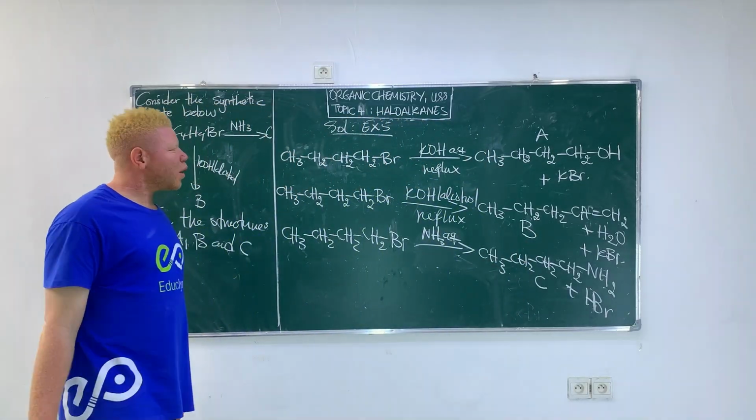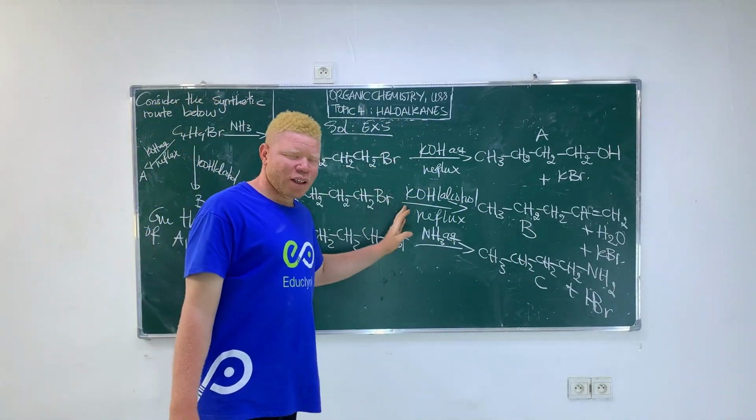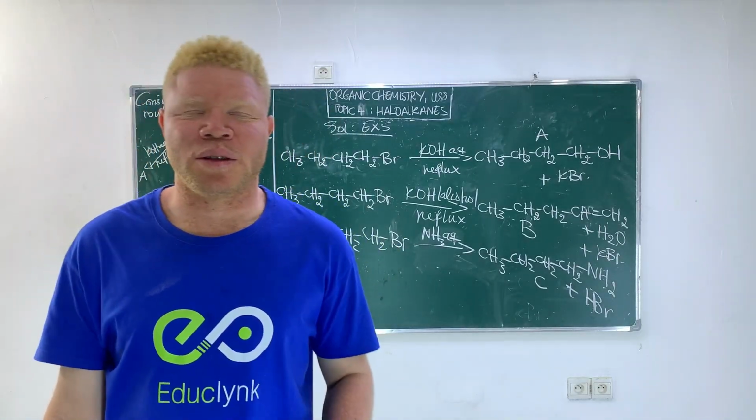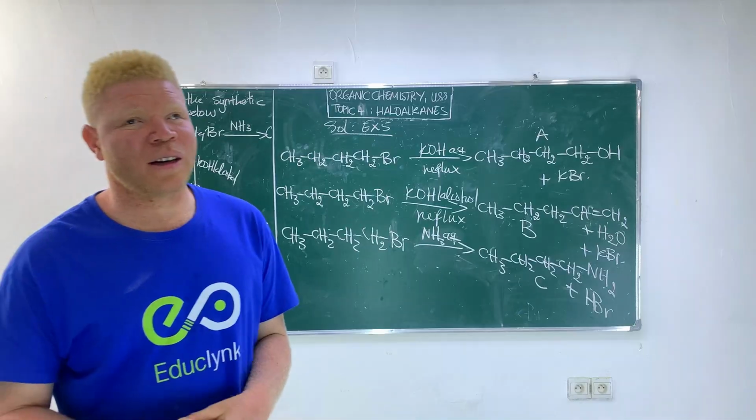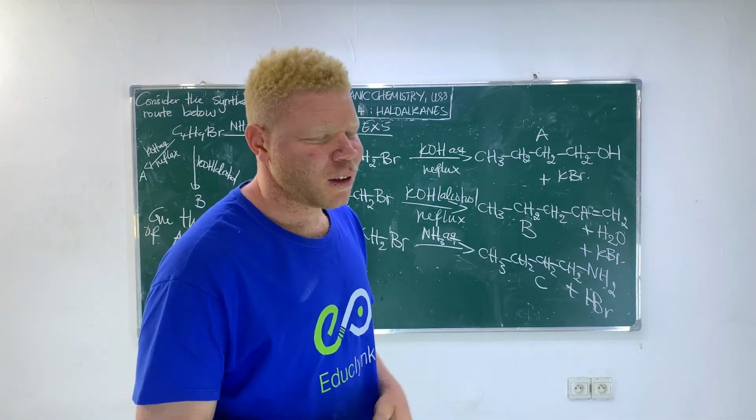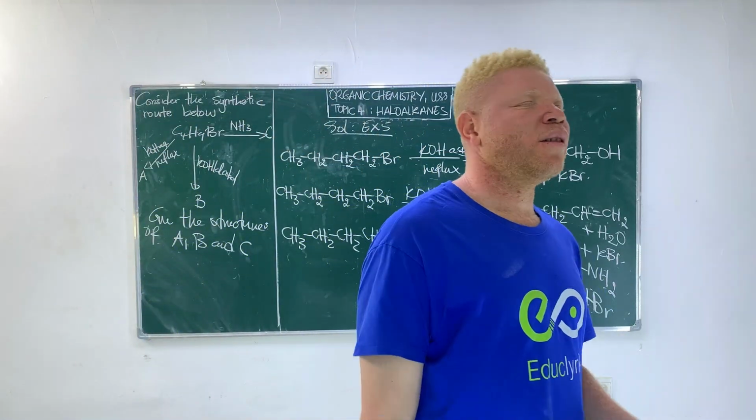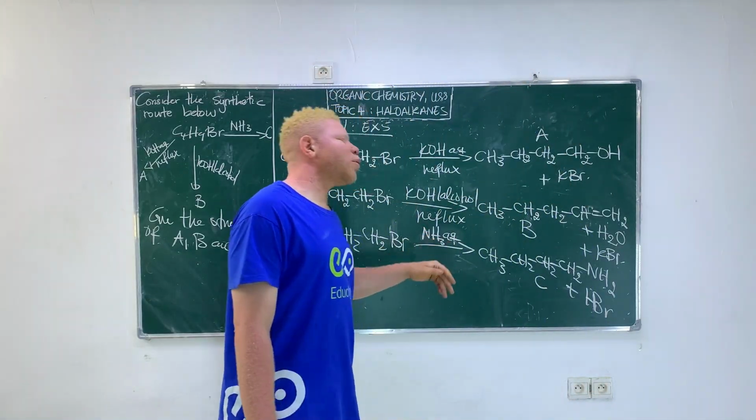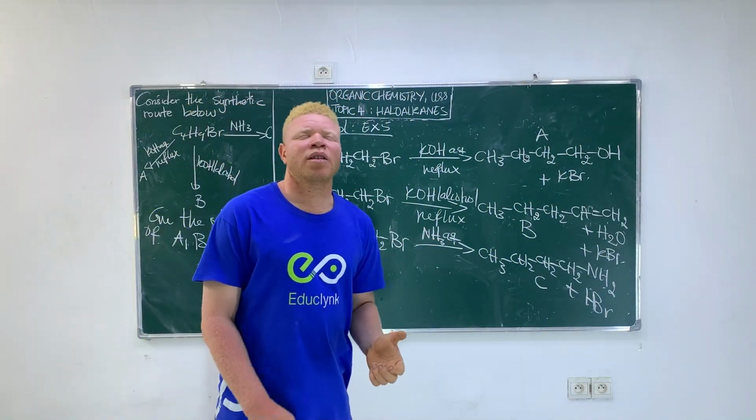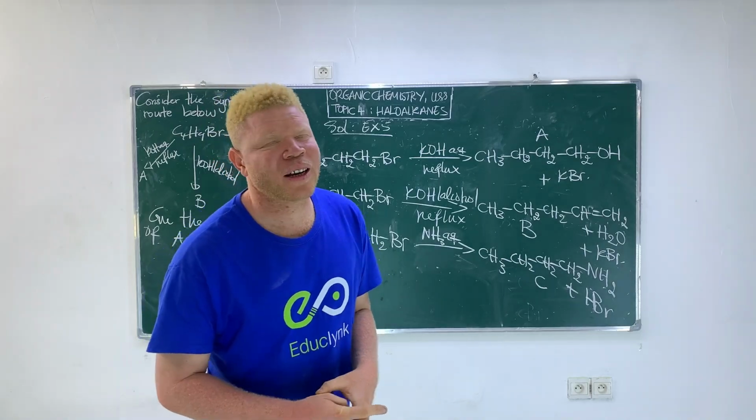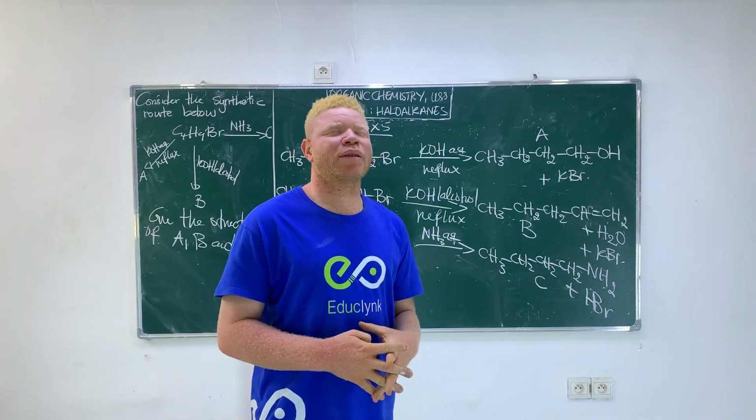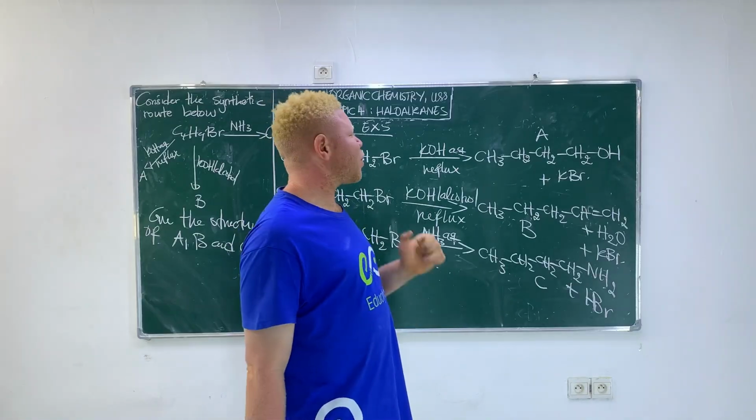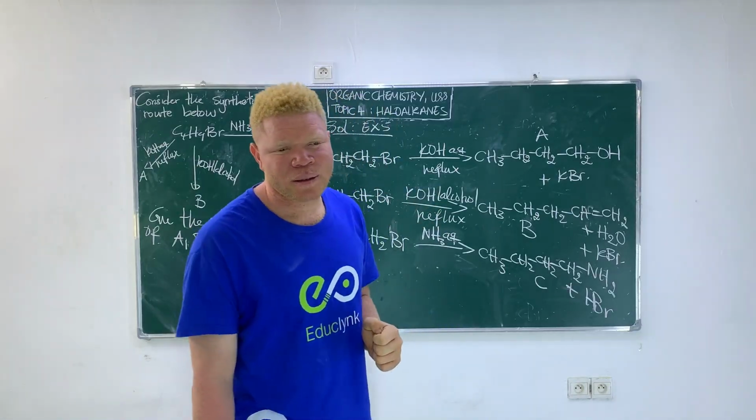You see that A and B have the same starting material. What distinguishes them is the reaction condition. In an aqueous medium, an alcohol is formed. The reaction is an SN. In an alcoholic medium, the reaction is an elimination reaction. We have an alkene there as well. So in a nutshell, I've given the structures of A, B, and C.